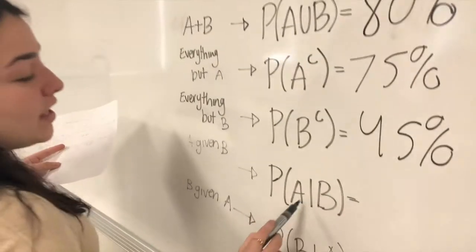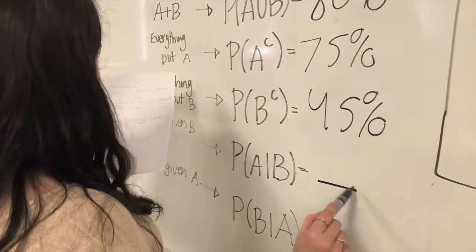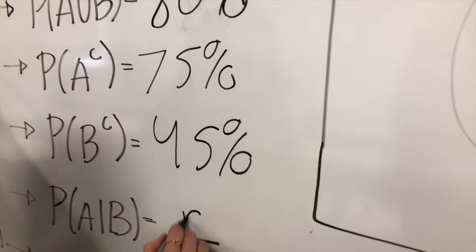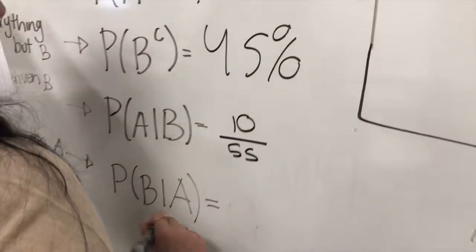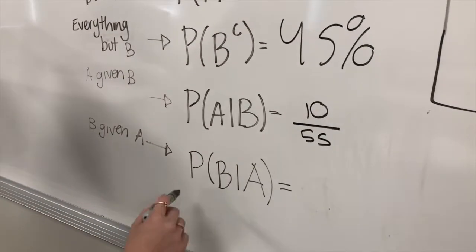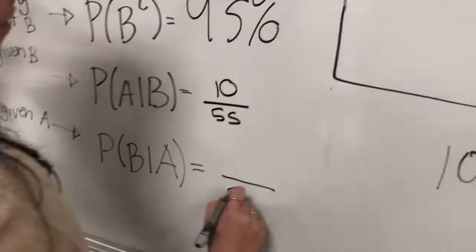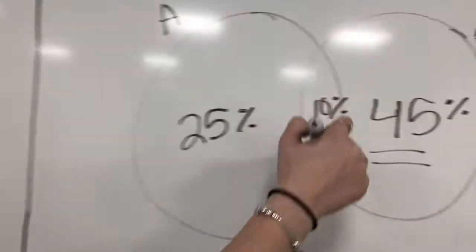Okay, so now you have A given B. So your B is a total of 55%, which is all these. And what you have of A is 10%. So you will have 10 over 55. And B given A is the same, but the other way around. So you have a total of 35%. And what you have the same with B is a 10%.